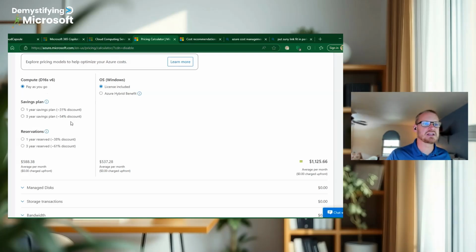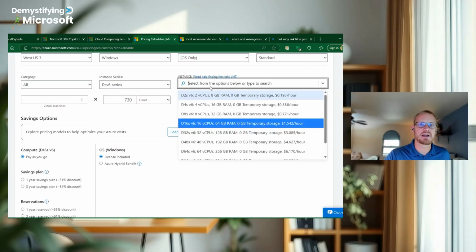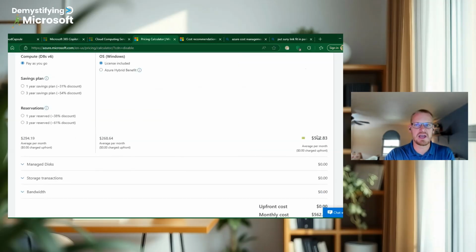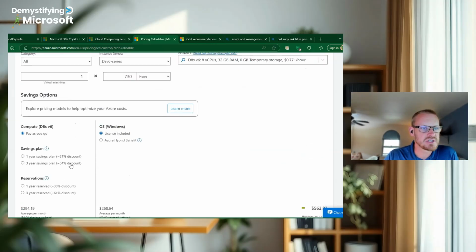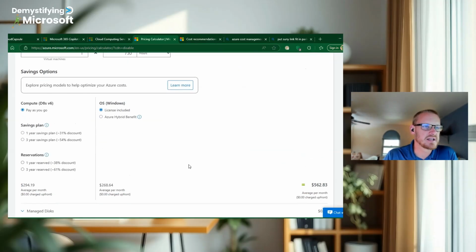But you'll see that these savings are in percentage. So you can apply this across the board to any size VM. If we go back down to an 8-core, 32 gig, it's $500 a month. The percentages stay the same. So let's talk through the cost savings options here. The biggest one Microsoft wants from you is commitment on you spending money with them, and they'll give you a healthy discount.